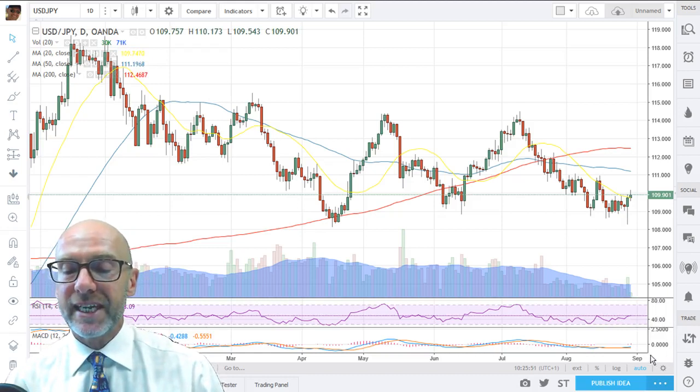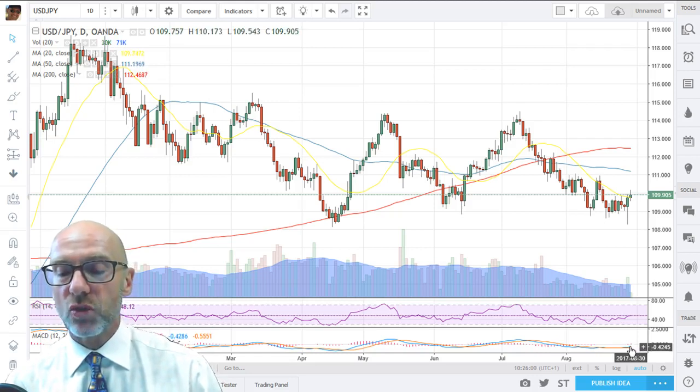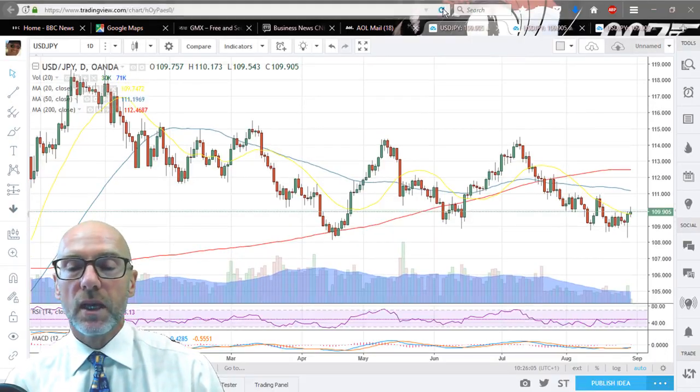The MACD hasn't yet indicated a buy signal at all. They're just flat lining, although marginally the short term is above the long term. Keep your eye on those.